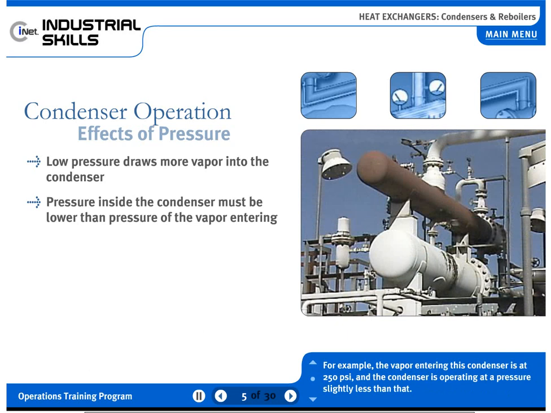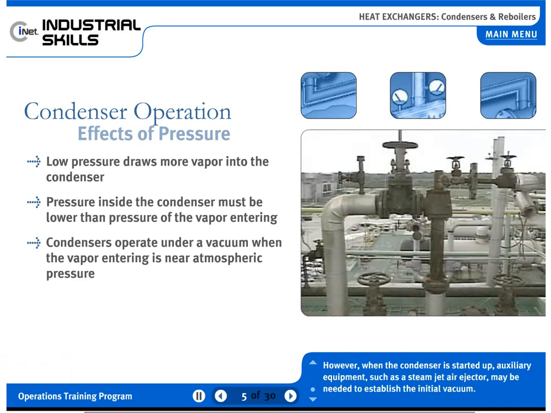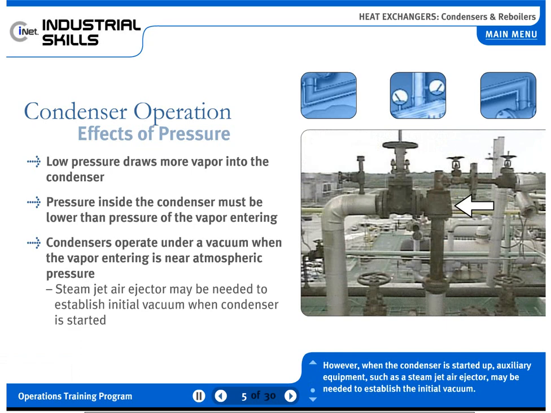For example, the vapor entering this condenser is at 250 psi, and the condenser is operating at a pressure slightly less than that. On the other hand, this condenser is operating under a vacuum, because the vapor entering it is near atmospheric pressure. In a condenser that operates under a vacuum, the condensing vapor normally maintains the vacuum. However, when the condenser is started up, auxiliary equipment, such as a steam jet air ejector, may be needed to establish the initial vacuum.